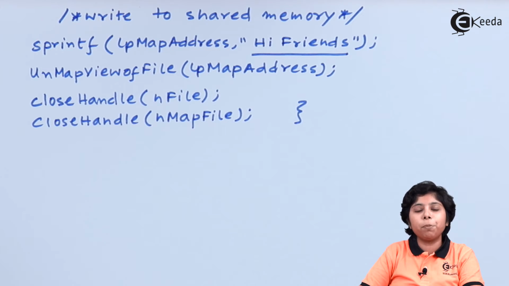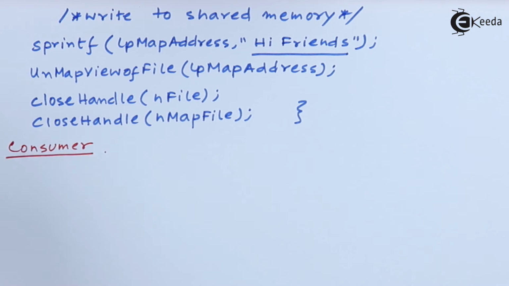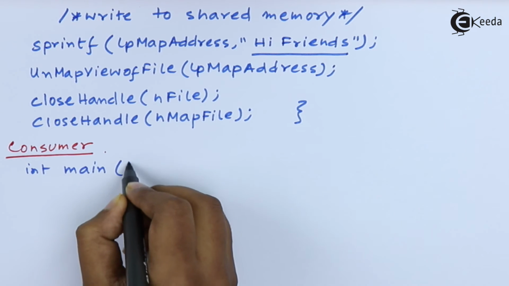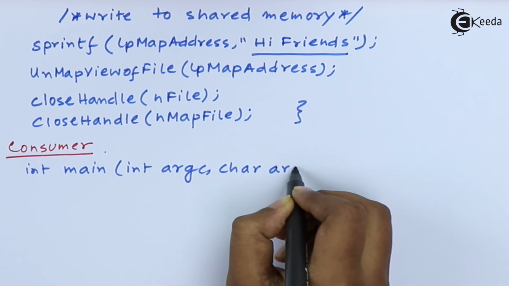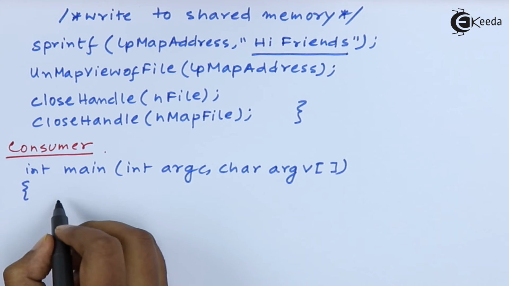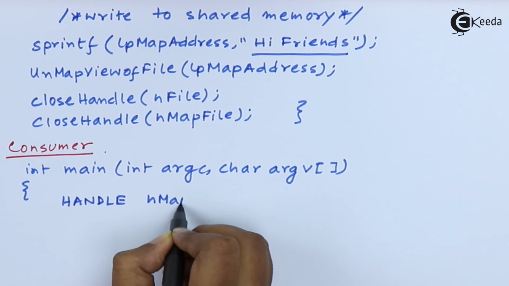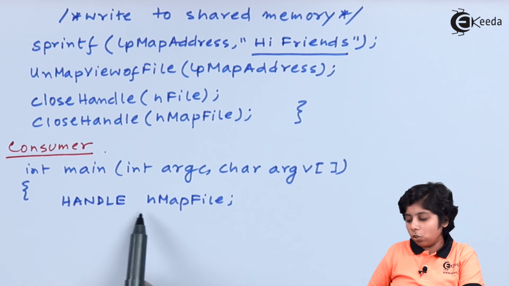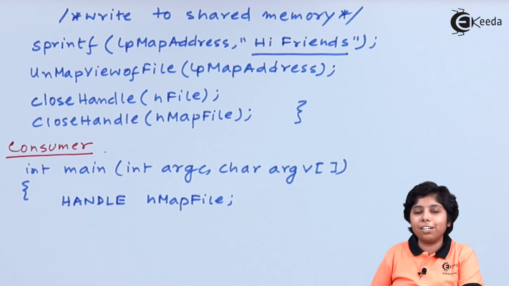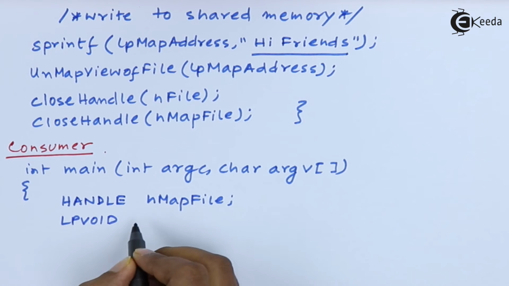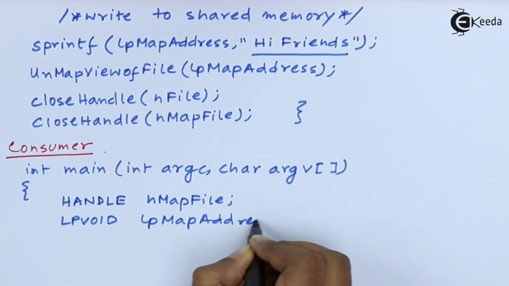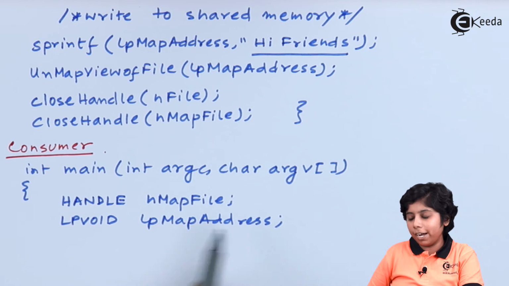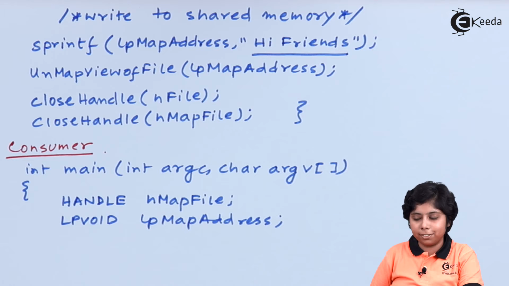Now we will move to the consumer process part of creating the view of the shared memory and reading out this message "Hi friends" from that shared memory. See, here we are creating only one handle, that is the mapping handle, not the file creation handle, as it is to be managed by only the producer process. And the parameter for storing the address of the shared memory is the lpMapAddress.